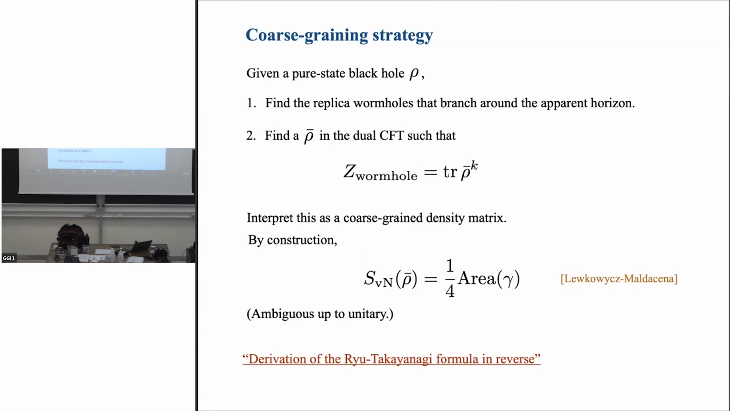So in Ryu-Takayanagi, we're interested in the von Neumann entropy of the CFT. And we ask, what is the bulk quantity that calculates that von Neumann entropy? And Lewkowycz and Maldacena told us that it's the Ryu-Takayanagi formula. In this case, we're going in reverse. We have a bulk quantity that we're interested in, which is the area of the apparent horizon. And we ask the question, what is the CFT quantity that area is calculating? So that's the idea.